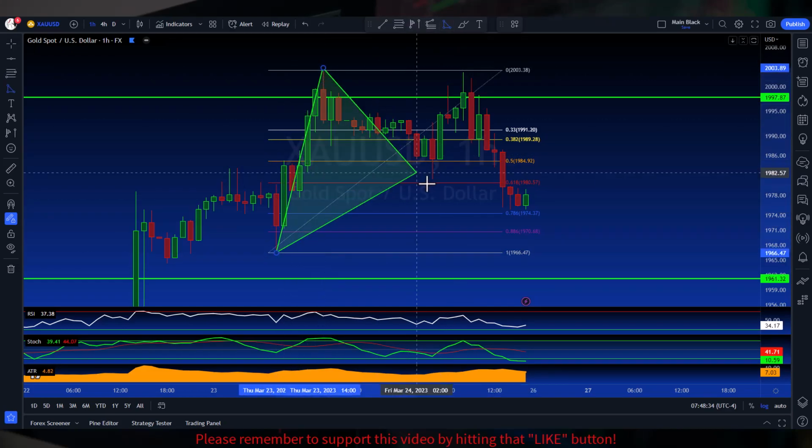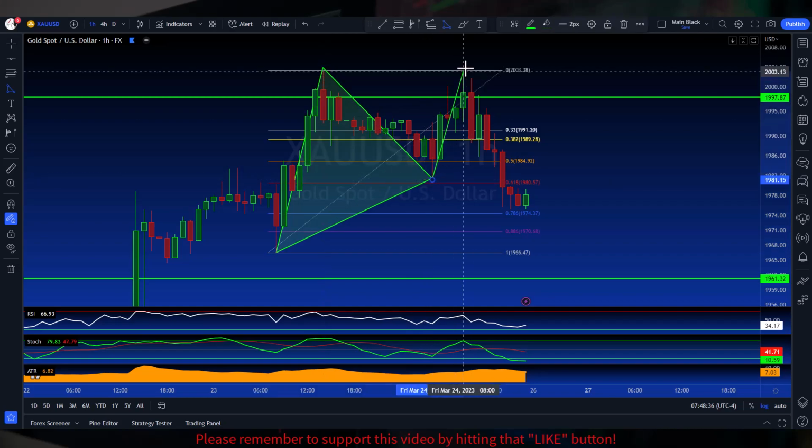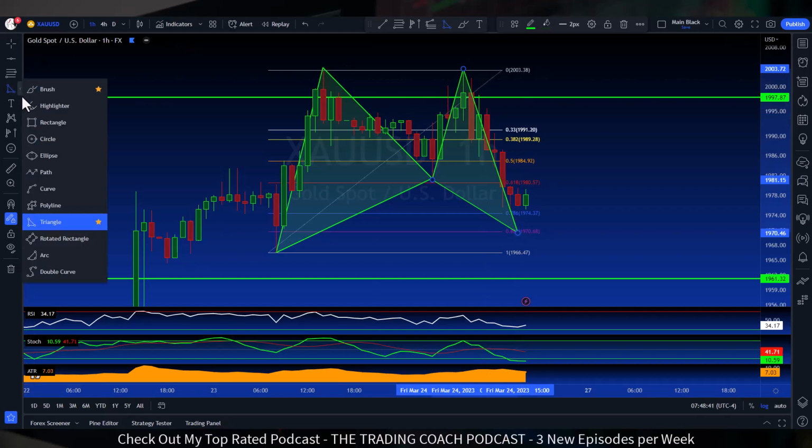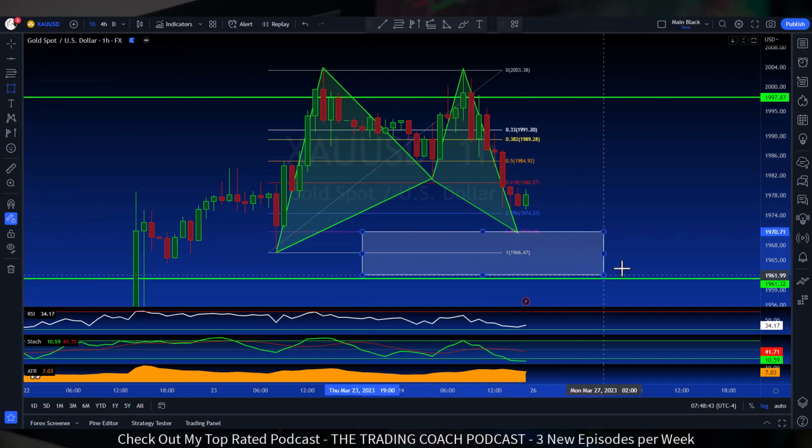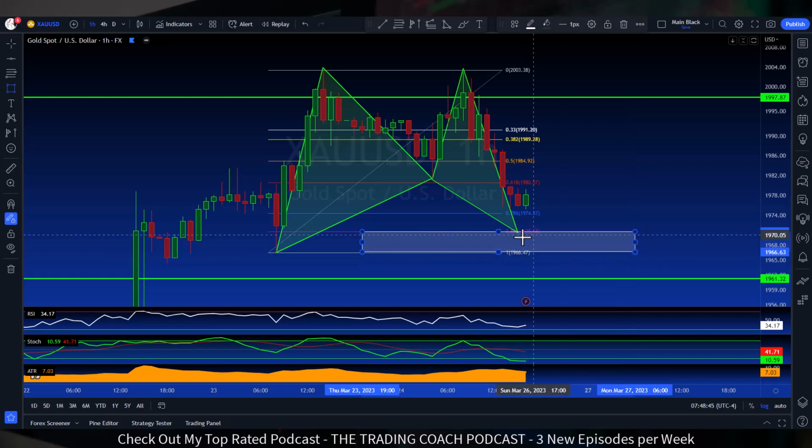X to A to B, B to C, and a CD completion right here for our completion zone existing from our 886 down to our X leg, and that is going to be a buying opportunity.